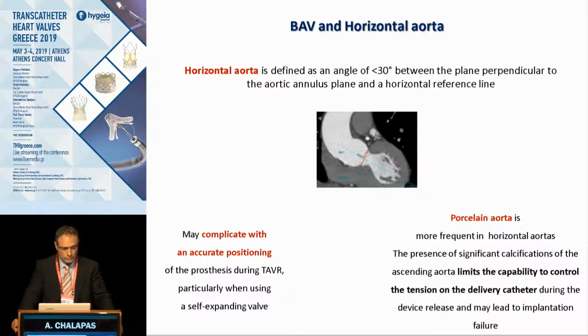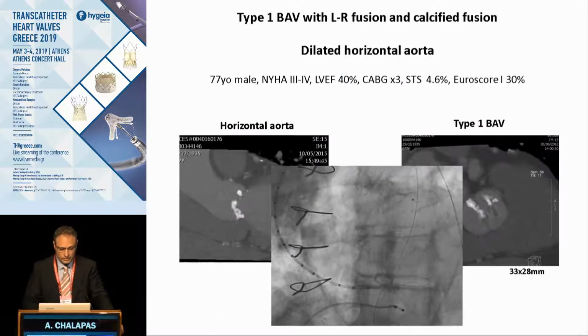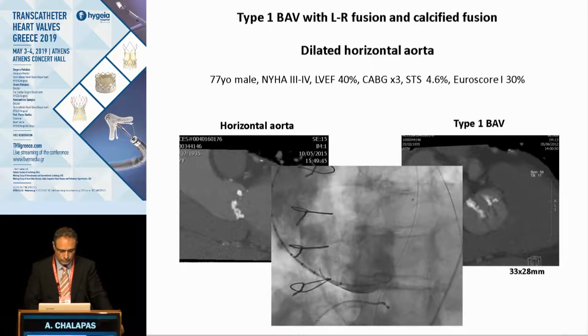The horizontal aorta may complicate the accurate position of the valves because it can affect the capability to control the delivery system, and at the same time it is characterized by higher incidence of porcelain aorta. And we know that the aortic angulation can affect the procedural success, especially when we use the self-expandable valves. And here comes an interesting example of type 1 valve with left-right fusion and calcification.